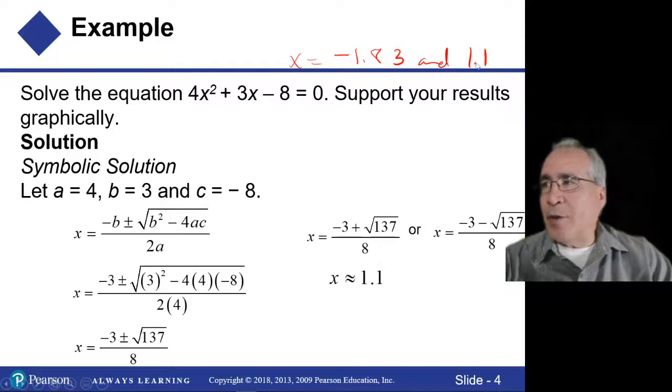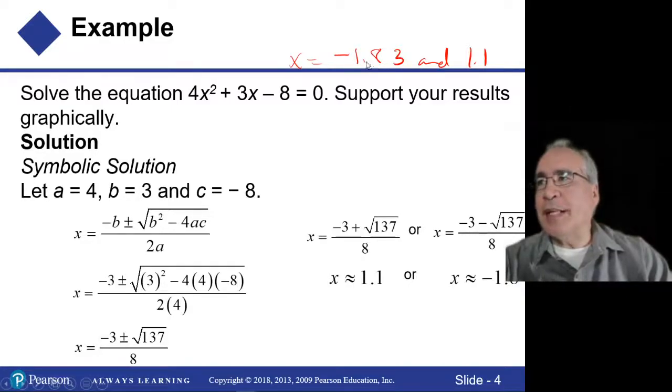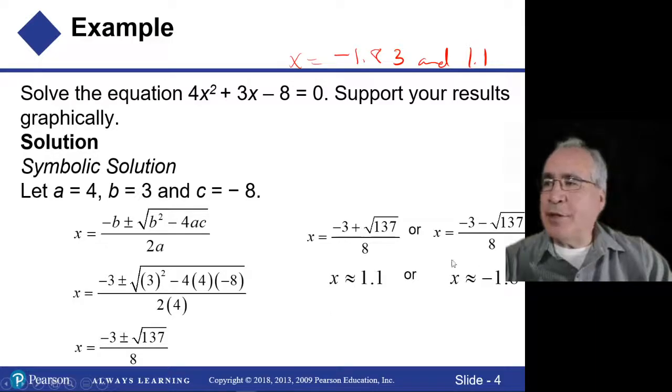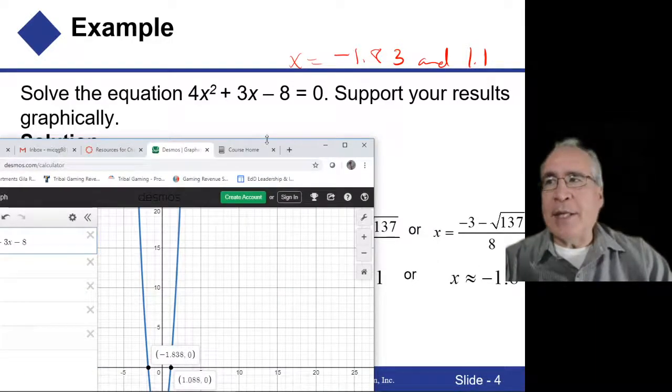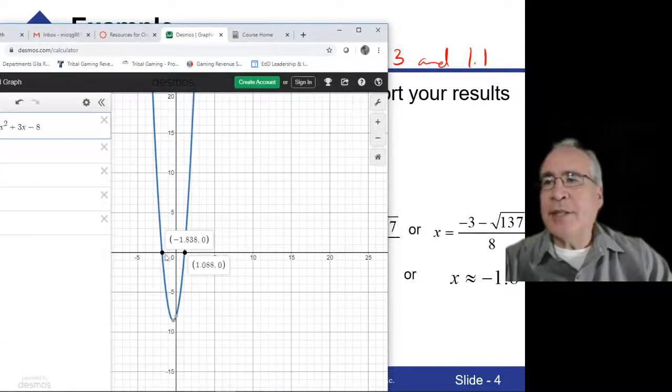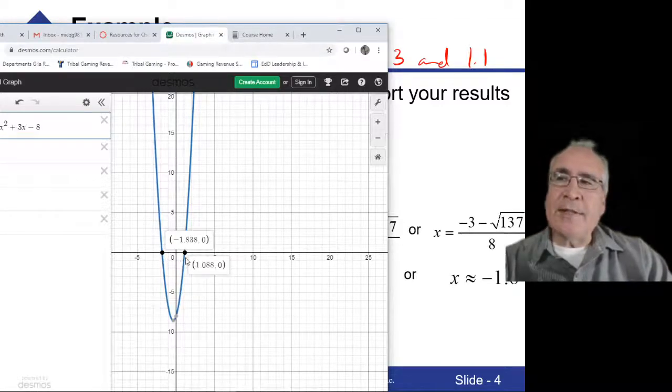Again, that's coming because of the square root. This side is 1.1. That's what we got there. And this one's negative 1.8, and more specifically, negative 1.83. Okay, so you can go through all of this. You'll get to this level. But again, we did it graphically. We get exactly the same answers. Actually, a little bit more accurate than what they came up with.